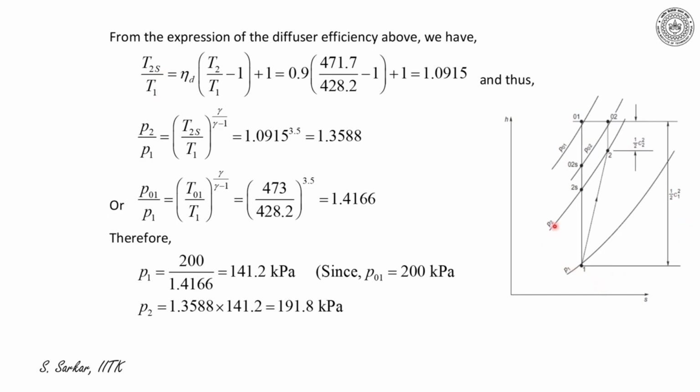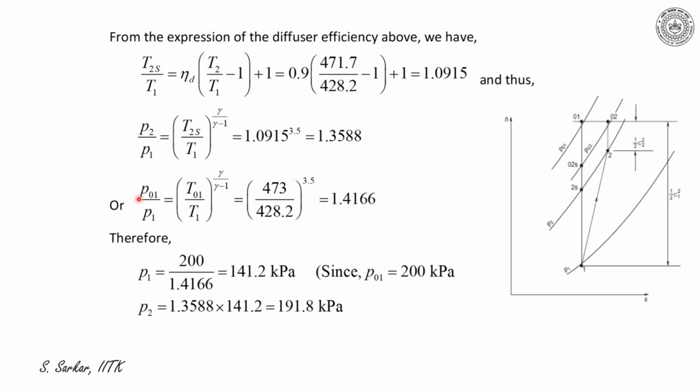Now P2 by P1 I can relate with respect to T2S by T1 through isentropic relation. Thus I can write P2 by P1 is equal to T2S by T1 to the power gamma by gamma minus 1. That is equal to 1.0915 to the power 3.5. So P2 by P1 would be equal to 1.3588.